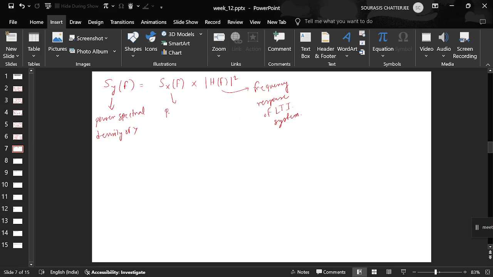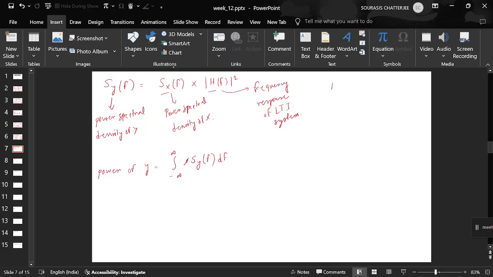This is the power spectral density of X. So what is the power of y then? Power of y is essentially you have to integrate the power spectral density of y over the frequency spectrum. That's how we obtain it. But before that we need SXF and HF.